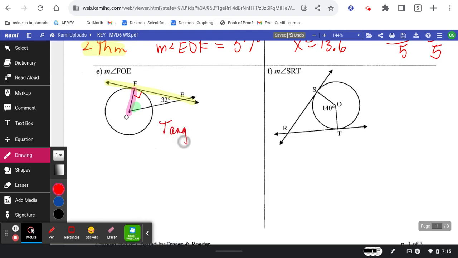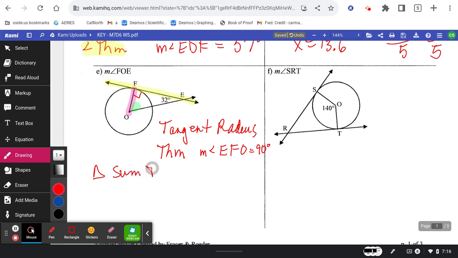So we're going to say tangent radius theorem tells us that the measure of angle EFO equals 90 degrees because of that perpendicular. And that means that I can do triangle sum theorem for the rest of it. I say 32 plus 90 plus the angle that I want, we'll call that X, equals 180. And then grab those calculators.